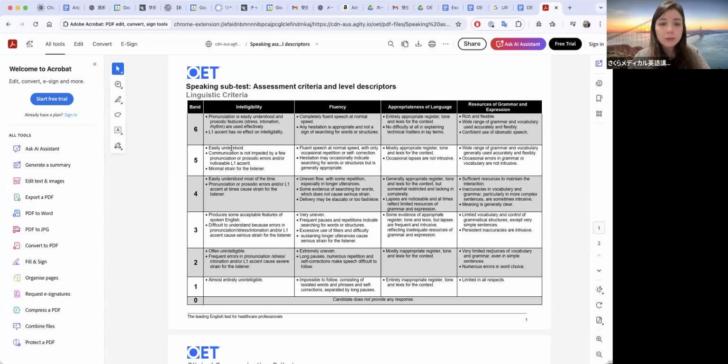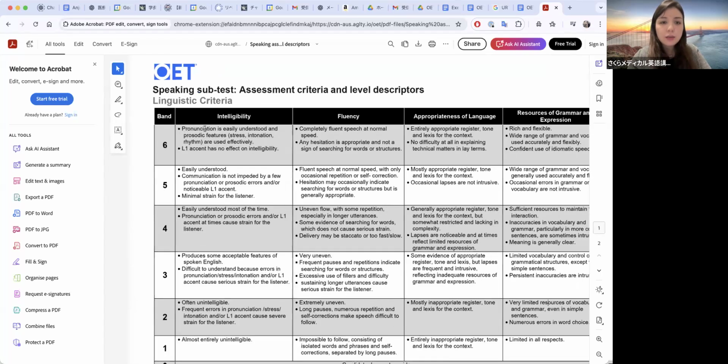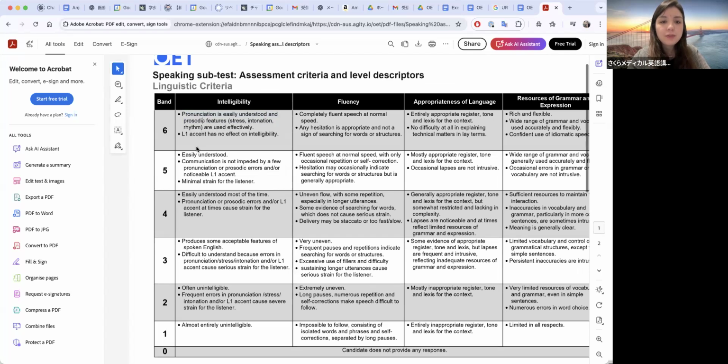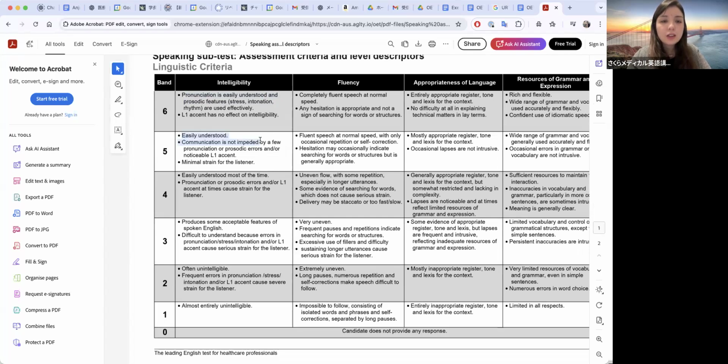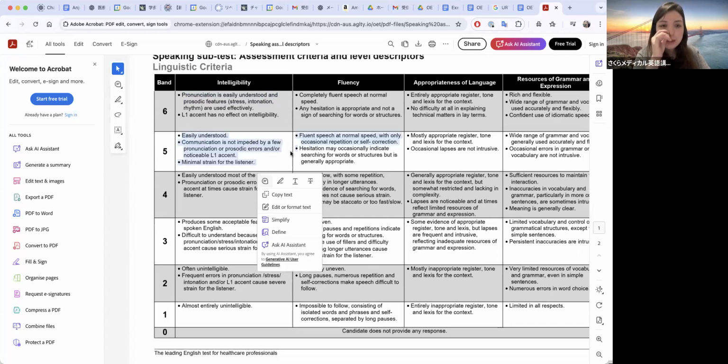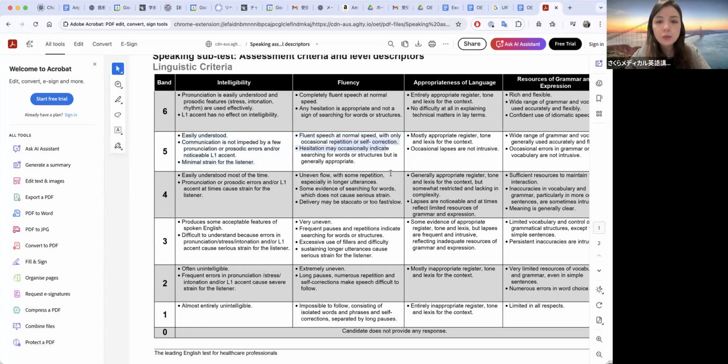So this is how you'd mark it. Intelligibility: pronunciation is easily understood, and prosodic features, so stress, intonation, and rhythm, are used effectively. Easily understood, communication is not impeded by a few pronunciation or prosodic errors. Fluent speech at normal speed. Hesitation only occasionally indicates searching for words or structures, but it is generally appropriate. So that sort of thing.